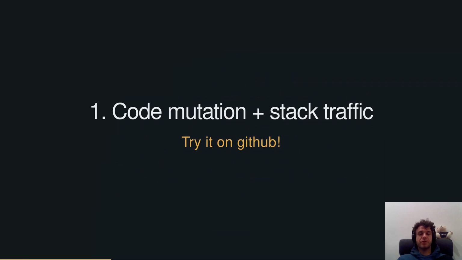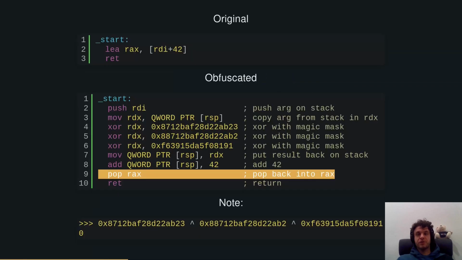The first approach I'm going to talk about is code mutation with stack traffic. Code mutation is an obfuscation approach where the obfuscator considers a single instruction at a time, possibly small chunks of consecutive instructions, and rewrites them in a way that replaces them with different instructions with the same equivalent semantics, but that are harder to reason about for tools and analysts.